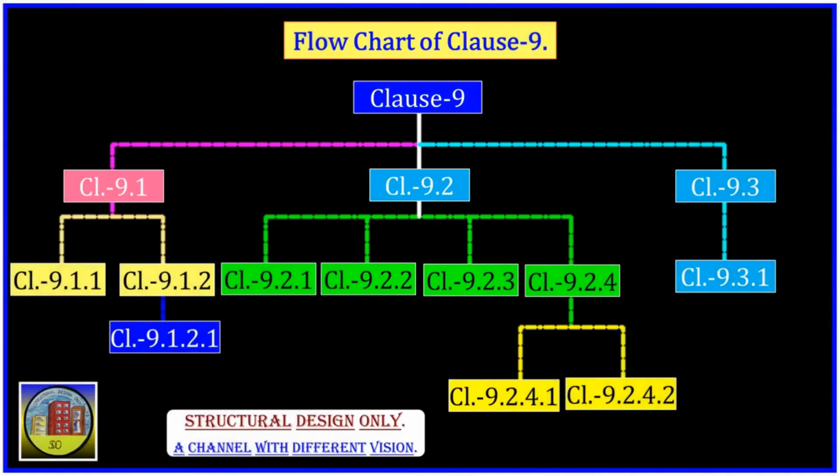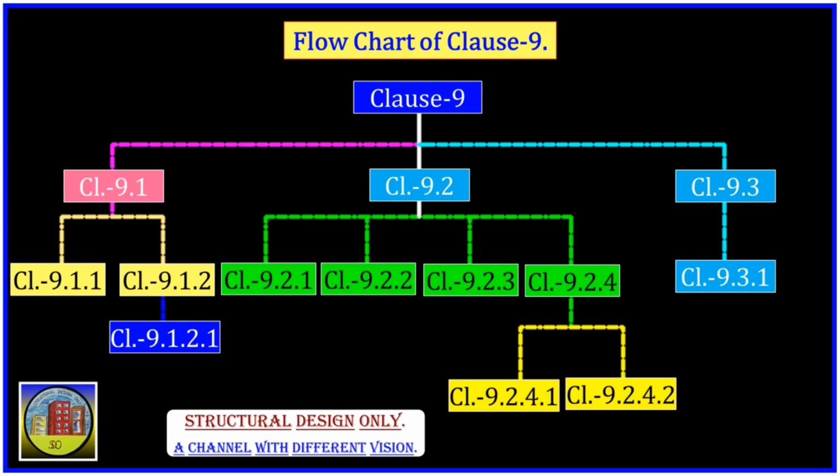Clause 9 of IS-456-2000 deals with concrete mix proportioning. As you can see in the flowchart here, Clause 9 itself has 3 sub-clauses that provide specific requirements and considerations. You can then walk through the flowchart, explaining each sub-clause and its significance in concrete mix design. Sub-clauses under Clause 9: 9.1, 9.2, and 9.3.